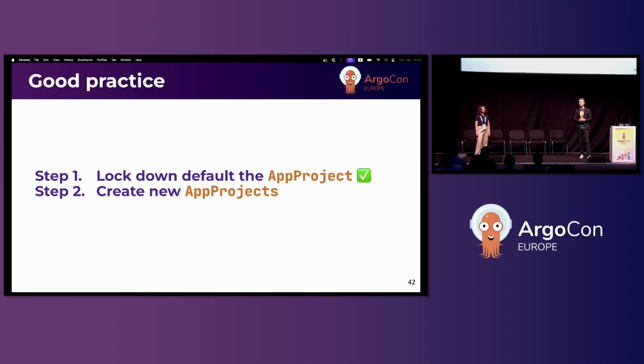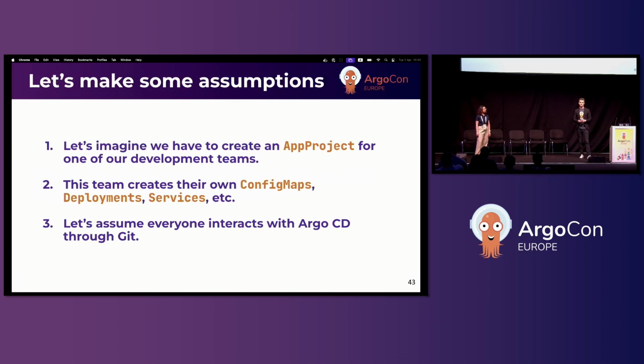So let's create a new app project, and let's set the scene first here. Let's imagine that we want to create an app project for one of our development teams, one of our product teams, and they need to create their config maps, deployments, service resources, all the usual stuff. And they mainly interact with Argo CD through Git by committing these files into some folder that Argo CD syncs and so on. And maybe once in a while, they go into the UI and click sync and refresh and so on. That's the setting.